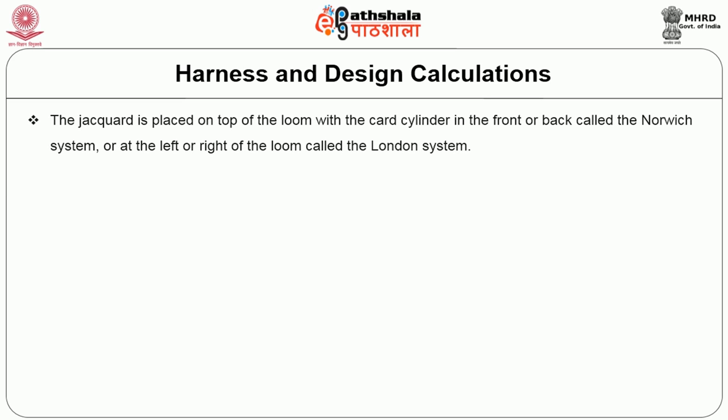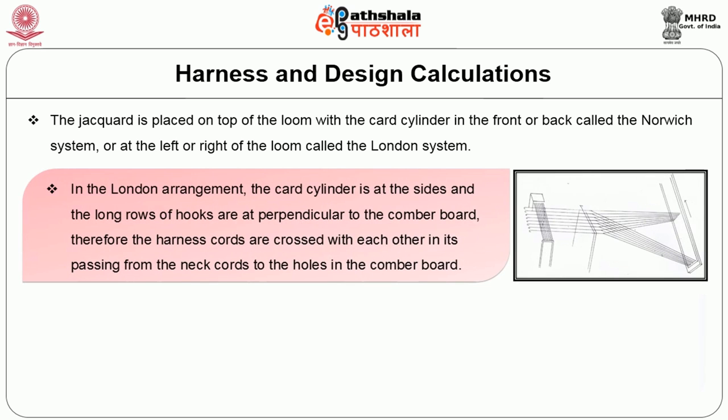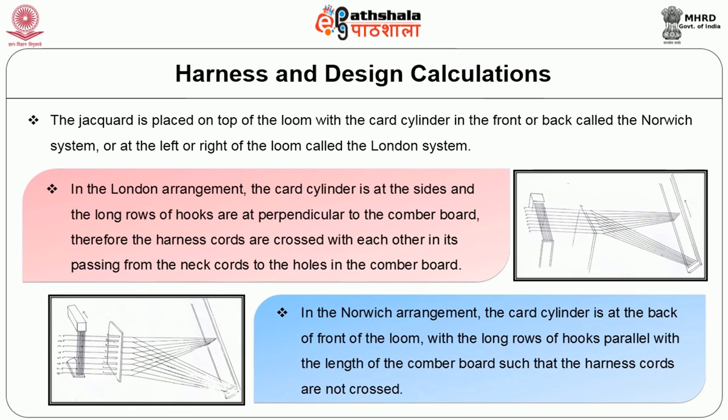A Jacquard is generally placed on top of the loom with the card cylinder in front or back, called the Norwich system, or at the left or right of the loom, called the London system. In the London arrangement, the card cylinder is at this side and the long rows of the hooks are perpendicular to the comber board. Therefore, the harness cords are crossed with each other as they pass from the neck cord to the holes in the comber board. Whereas in the Norwich arrangement, the card cylinder is at the back of the loom with a long row of hooks parallel with the length of the comber board. The harness cords are not crossed.